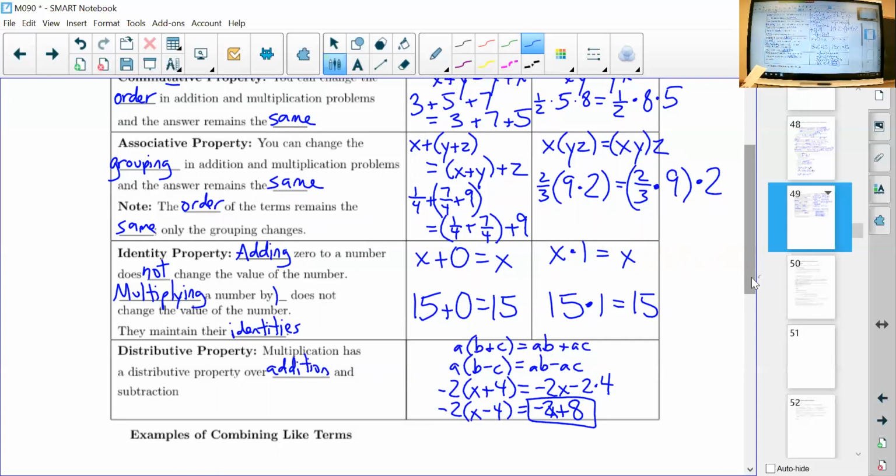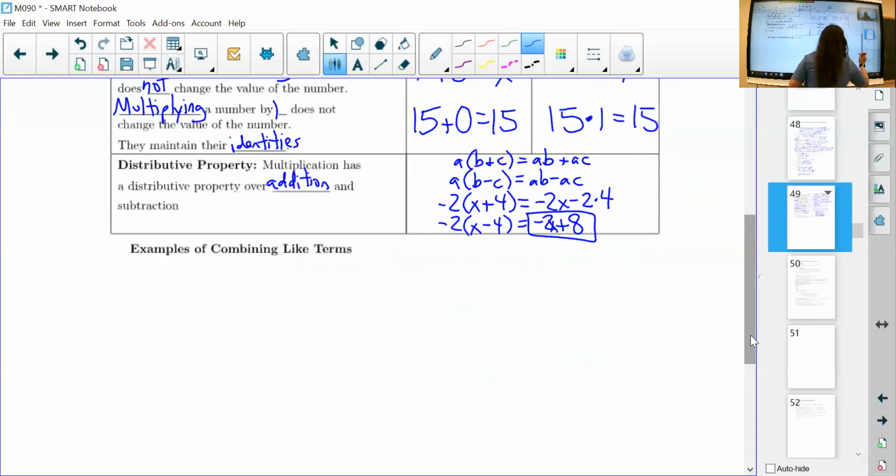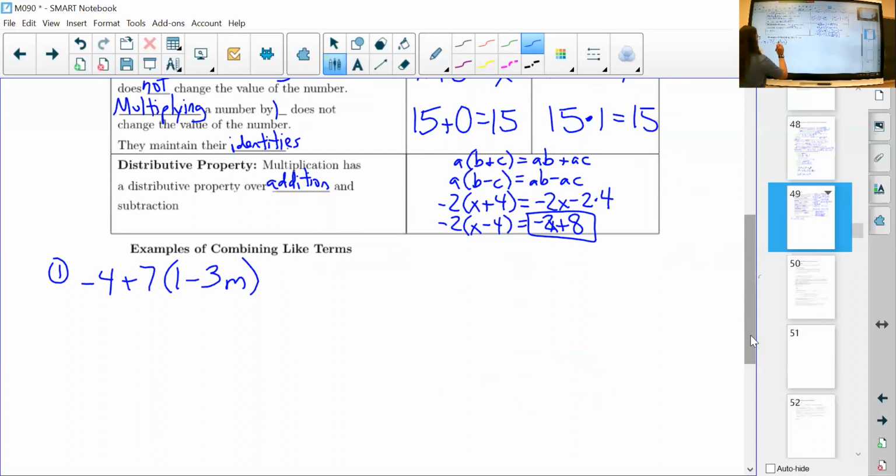So let's take a look at some examples of combining like terms. Let's start with number 1. Negative 4 plus 7 times 1 minus 3m. What can I do with that? I cannot add negative 4 and 7 right now because the 7 is multiplied by something. We'll talk about order of operations in a little bit, but for now, just know I need to do this piece of it first.